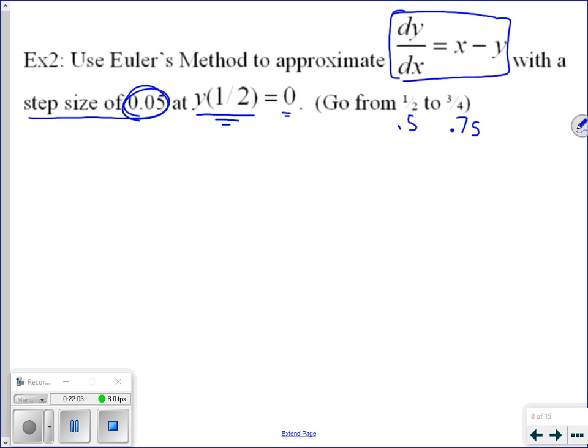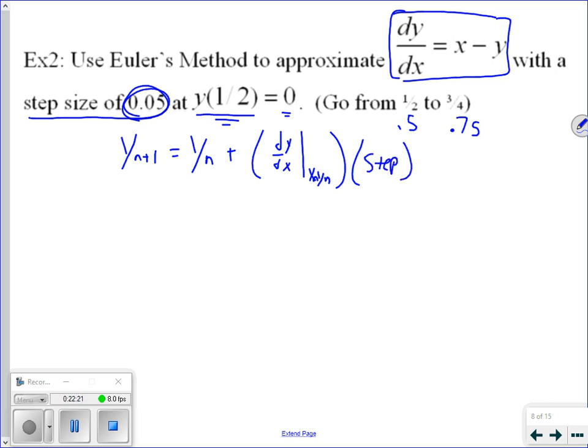Okay? So what I'm going to do is, if you want to write the formula down, it doesn't hurt to do that. This is Euler's formula: the previous y value plus dy over dx at my current point times my step. Okay. Make your little chart. Give yourself plenty of space.